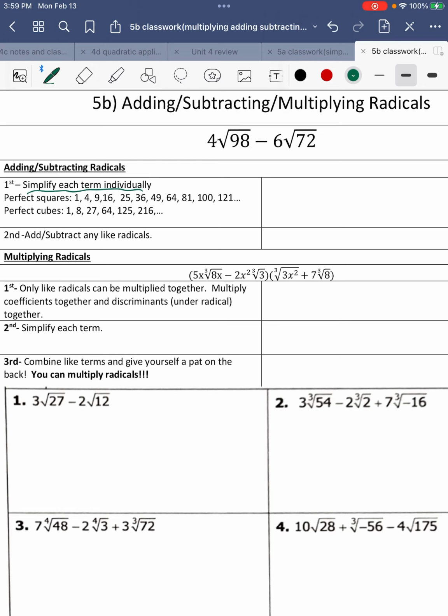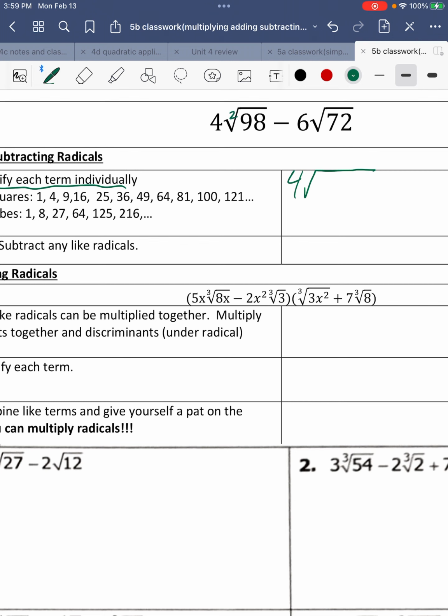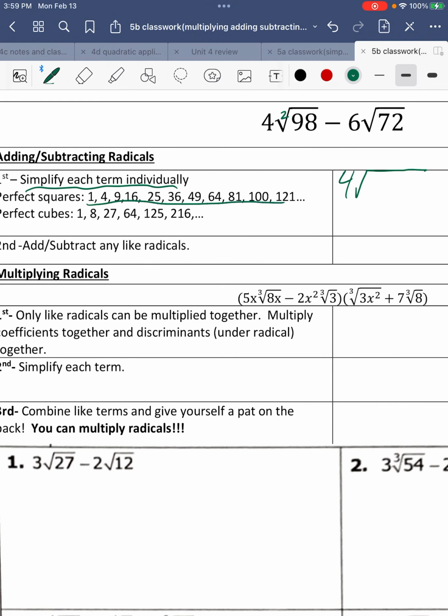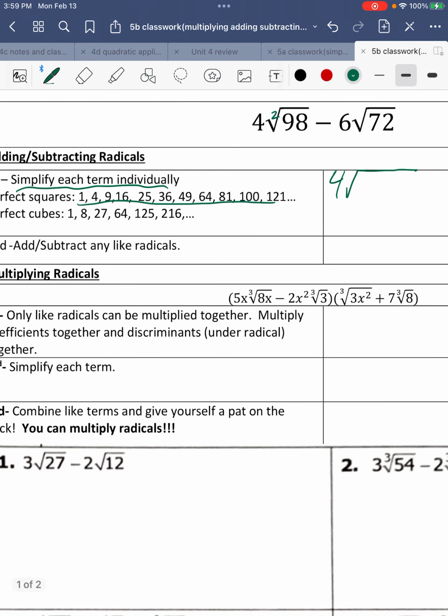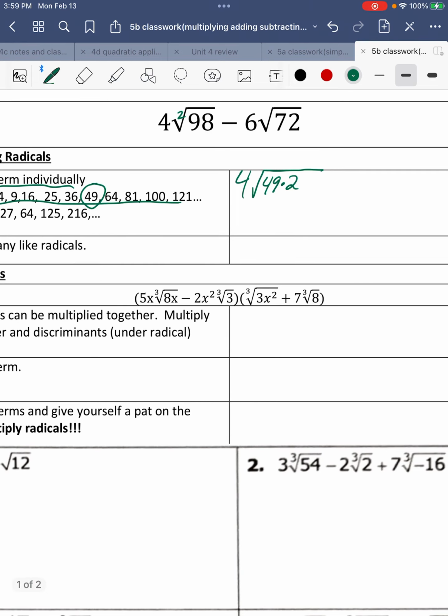So we have 4 square root of 98. I'm going to take 98 and think about the biggest perfect square, since it's a square root, that I can divide out of 98. 98 is not one of them, so I'm going to look at about halfway. 49 is about halfway. 98 divided by 49, that does work. That's 49 and 2. That's the biggest perfect square that divides out of 98.